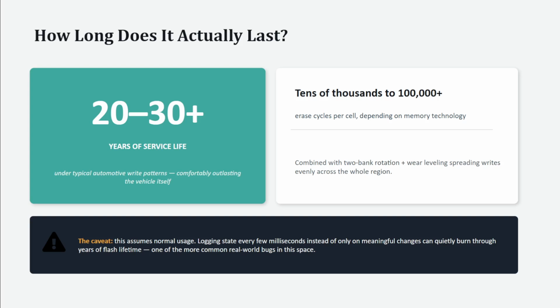Now the caveat. This assumes the normal usage pattern. A system that is misconfigured to write far more often than it needs, say logging something every few milliseconds instead of only meaningful changes, can burn through the lifetime budget much faster. This is actually one of the most common real world bugs as well, and every time there is a better solution for it. Over-aggressive write frequency quietly eats years of the flash's usable life. Sometimes this has to be solved at a software layer, and many different types of storage systems have their own solution.